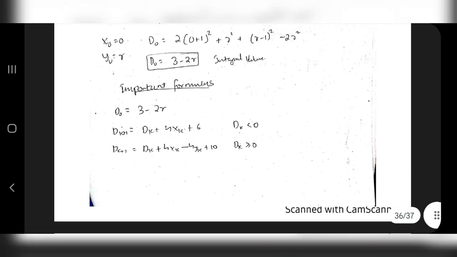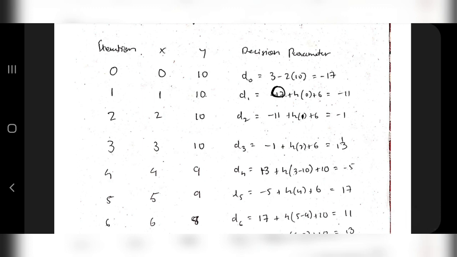Now since you have got a negative value, which formula will you use? You'll use this formula, dk plus 4xk plus 6, which is nothing but dk, the previous value, plus 4xk, the previous x value, plus 6. What answer do you get? A negative value here. If it's negative, just increment x and don't do anything to y. And move further. Since you have a negative value, use the same formula, dk plus 4xk, where xk is the previous value, plus 6, and you get a negative value. Increment x, don't do anything to y, then use the same formula since you have got a negative value, minus 1 plus 4xk plus 6, and you have got a positive value here.